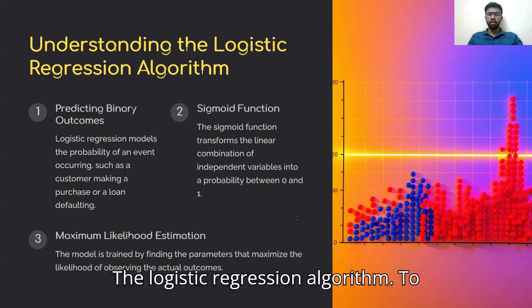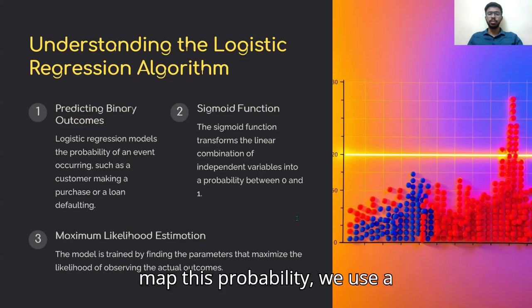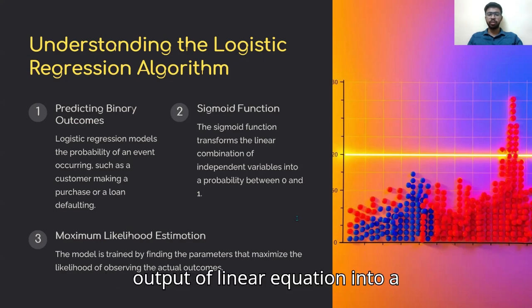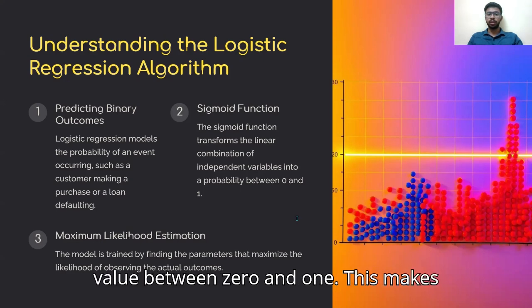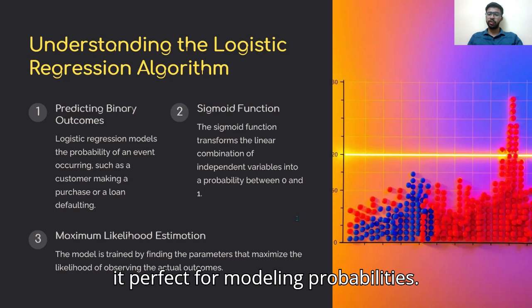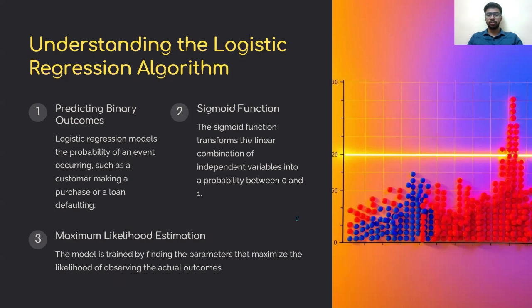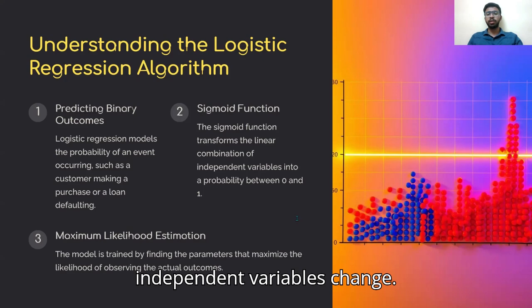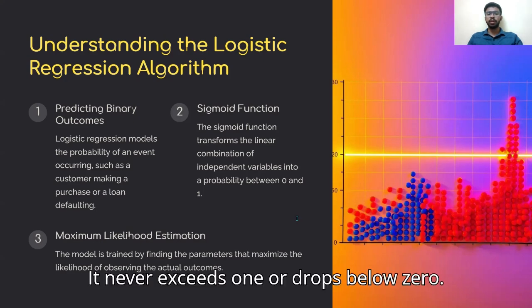The logistic regression algorithm. To map this probability, we use a sigmoid function, which transforms the output of a linear equation into a value between 0 and 1. This makes it perfect for modeling probabilities. Think of it as a curve where the probability of an event increases as the independent variables change. It never exceeds 1 or drops below 0.